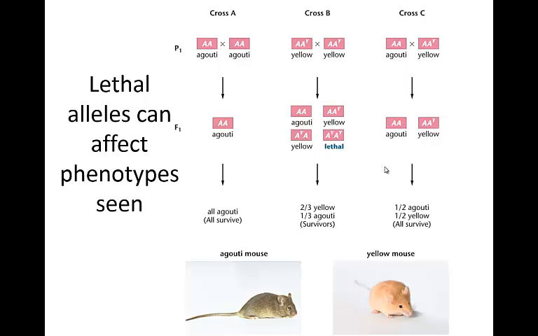And so you're never going to see these mice being born. In this case, the ratio of the offspring that you will see is 2/3 yellow to 1/3 agouti. And what you're looking at here is just the survivors.